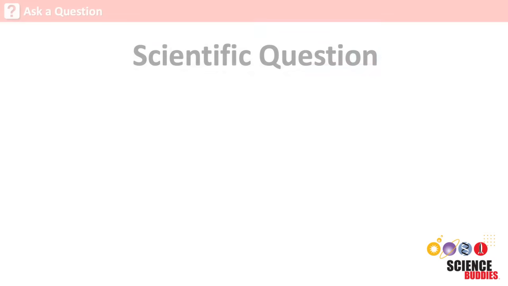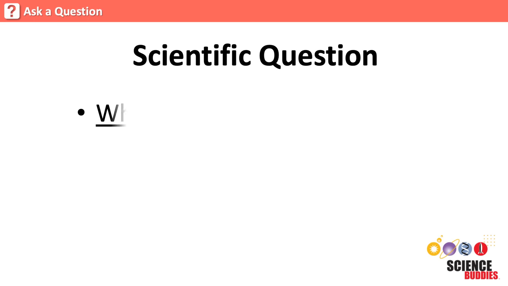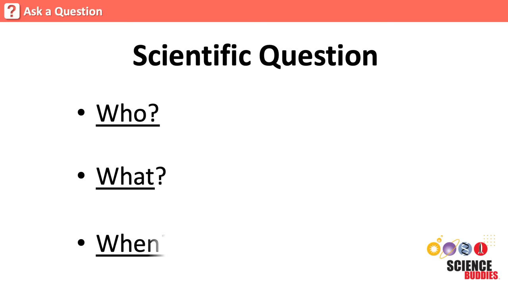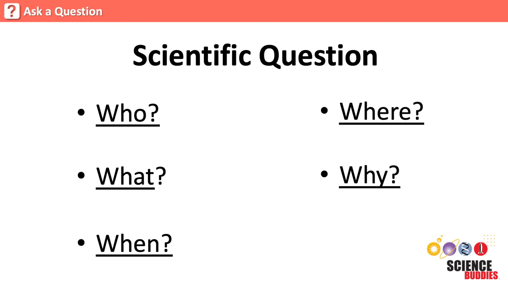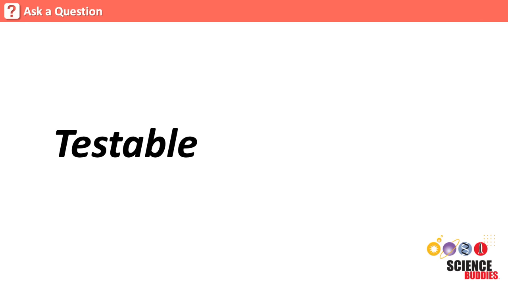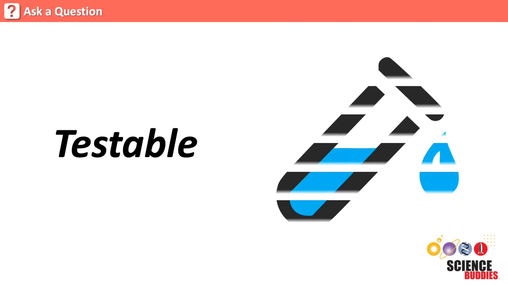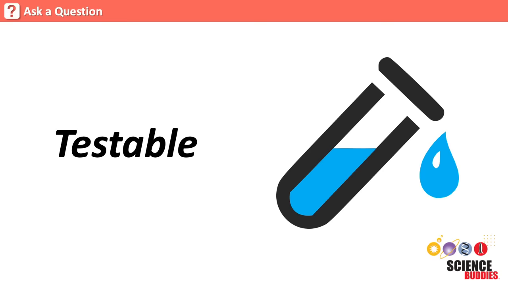Formulating the question we want to answer is the first step of the scientific method. A scientific question usually starts with who, what, when, where, why, or how. The most important thing about your question is that it must be testable. This means it needs to be something that you can do an experiment to figure out.